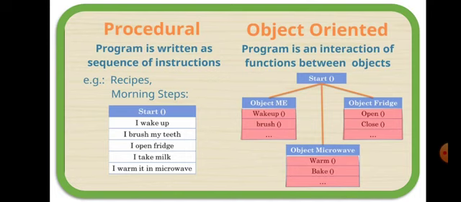Now in procedural language, the focus is on function, not on data. The focus is on function. Number two, it will have a top-down approach. That is, procedural language will have the top-down approach, but the object-oriented programming language will have a bottom-up approach. The meaning of bottom-up approach is it will focus only on data. And finally, it will support the modular approach as well.